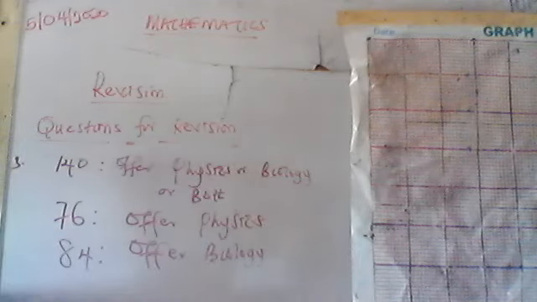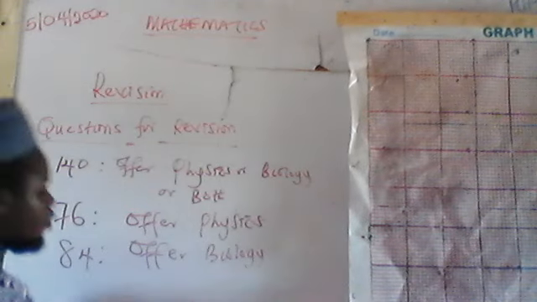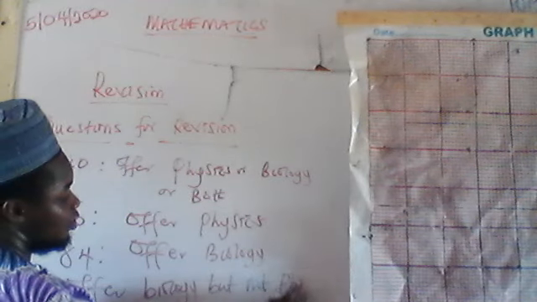And what are we to find? If 84 offer biology, we are asked how many students offer biology but not physics. What we are to find is the number of students that offer only biology. What we are being asked is to find the value of students who offer biology only. So if you have a question like this, how do you tackle it?